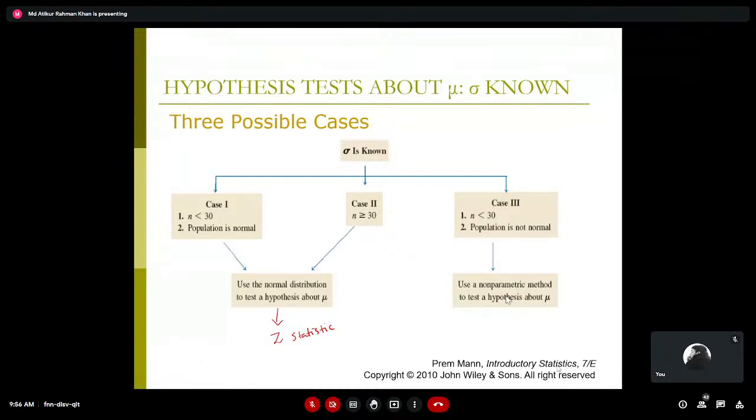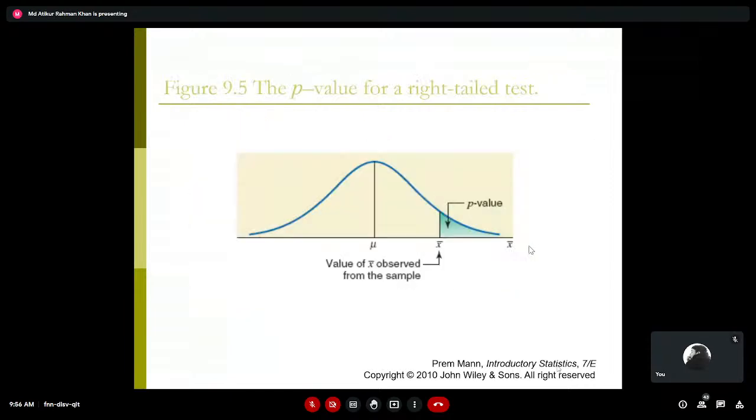So most of the problems we are going to solve in chapter 9 will be from these two cases, not the third one. We'll do some tests for non-parametric methods. We'll use non-parametric methods mainly in chapter 15. Okay.